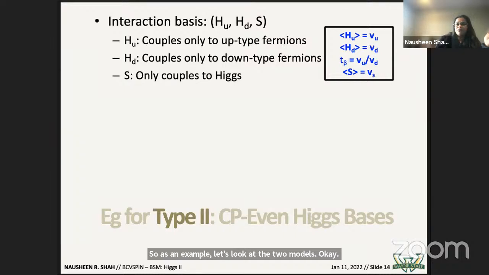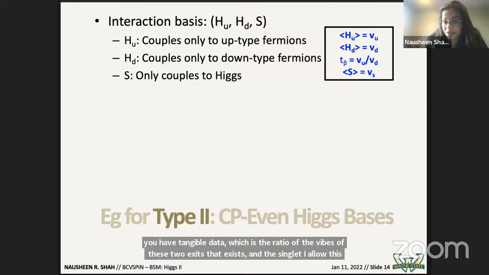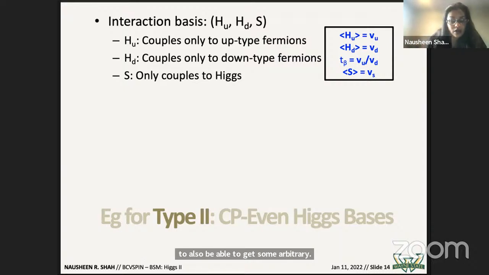We'll start off with what I call the interaction basis. This is where the Z2 symmetry is defined, where you have defined that this H-up couples to the up-type fermions and H-down to the down-type fermions. I've also included a singlet here, which, because it's a standard model-like singlet, only couples to the Higgs sector, right? It doesn't couple to any of the fermions. And you have tangent beta, which is the ratio of the VEVs of these two Higgses. And the singlet, I allow it to also get some arbitrary VEV. So it can have a vacuum expectation value, which is not part of the standard model vacuum expectation value, by the way.